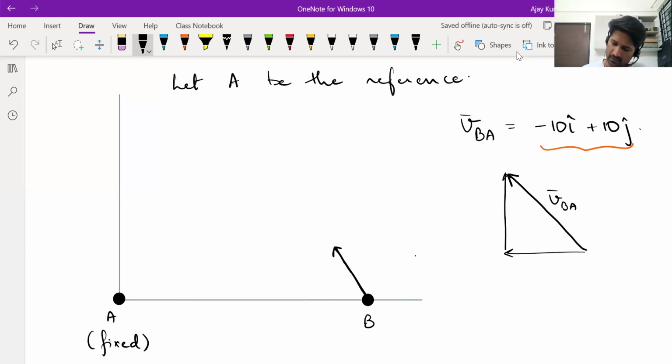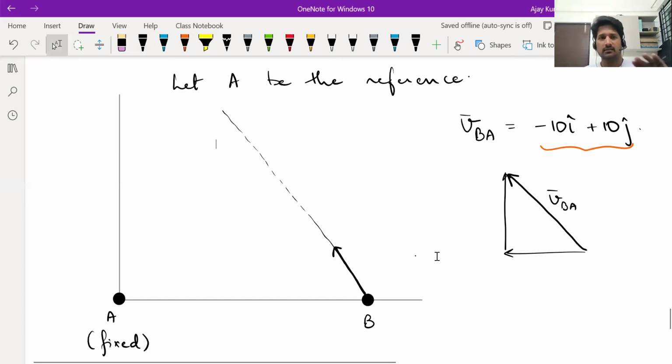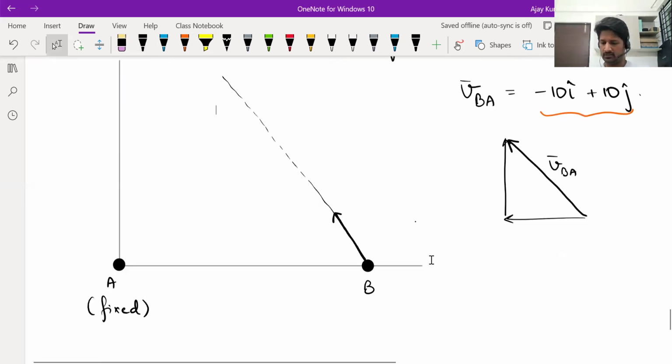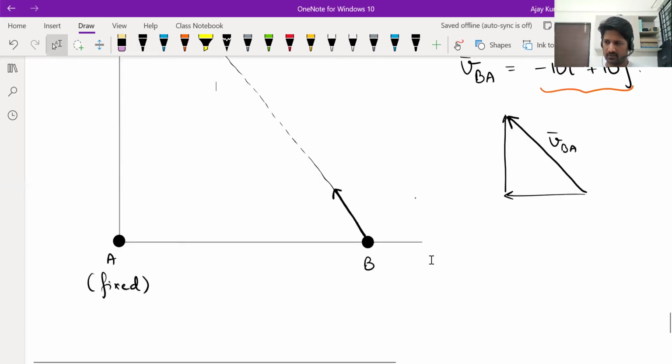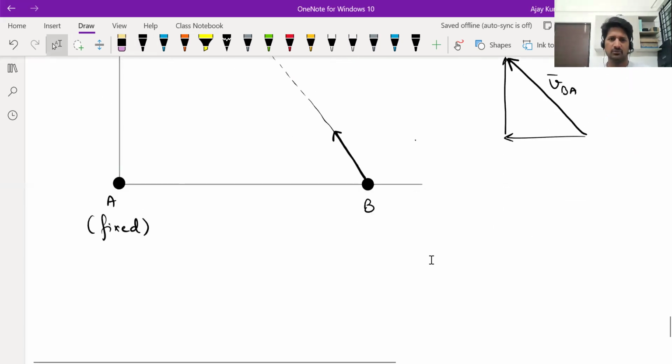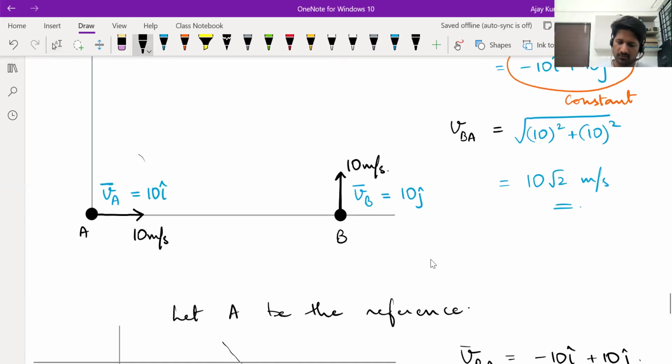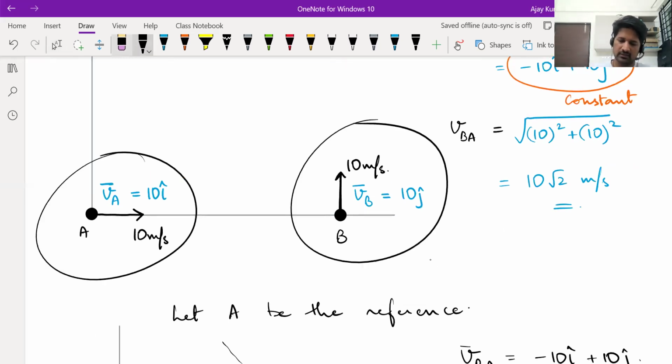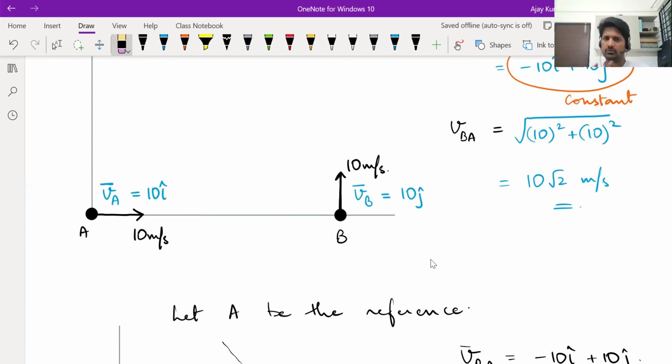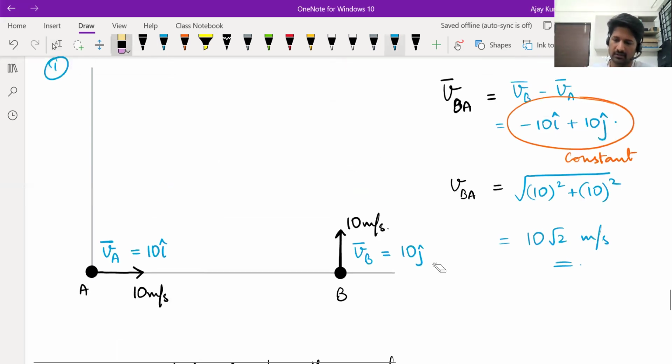It will continue like this relative to A. Let us understand why it actually is like this. Just imagine them as two people, one person moving like this, one person moving like this. Now, when A continues moving the way he or she is moving, but observes B, it will appear as if B is moving at a 45-degree angle. Let's understand what that means.